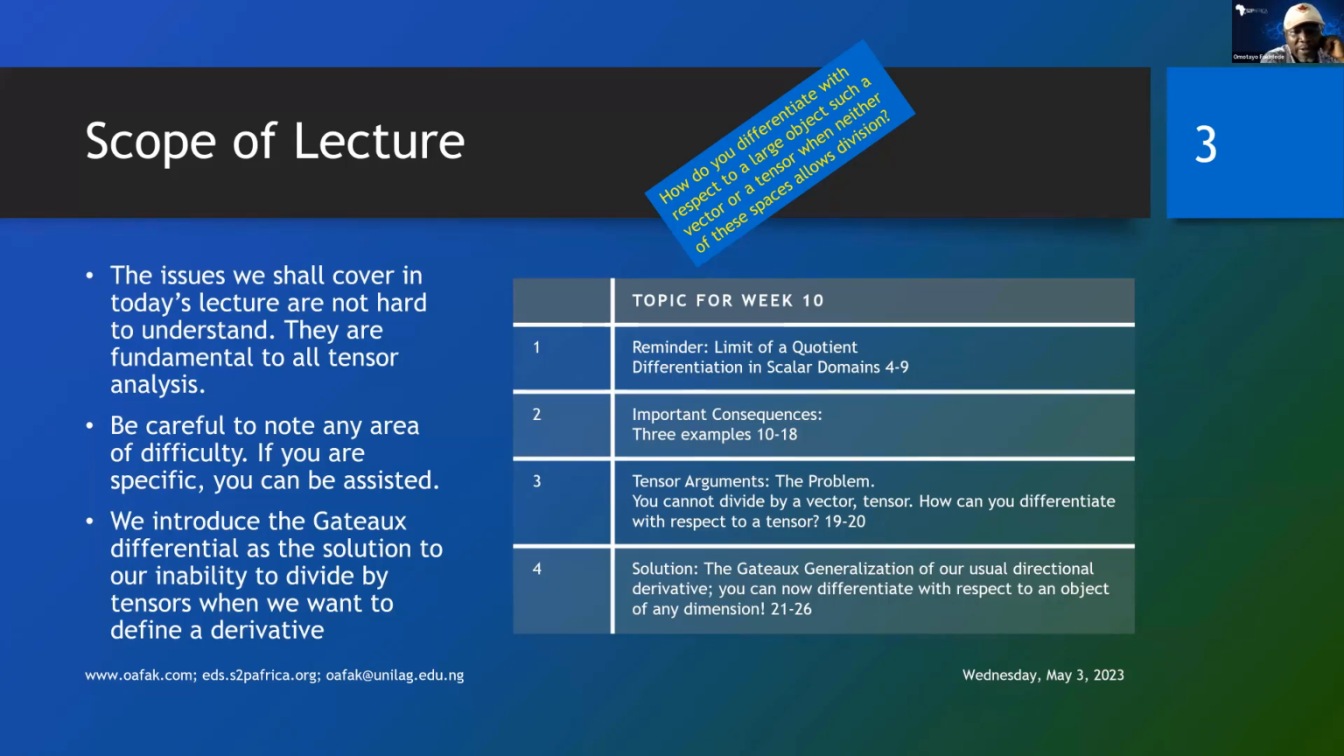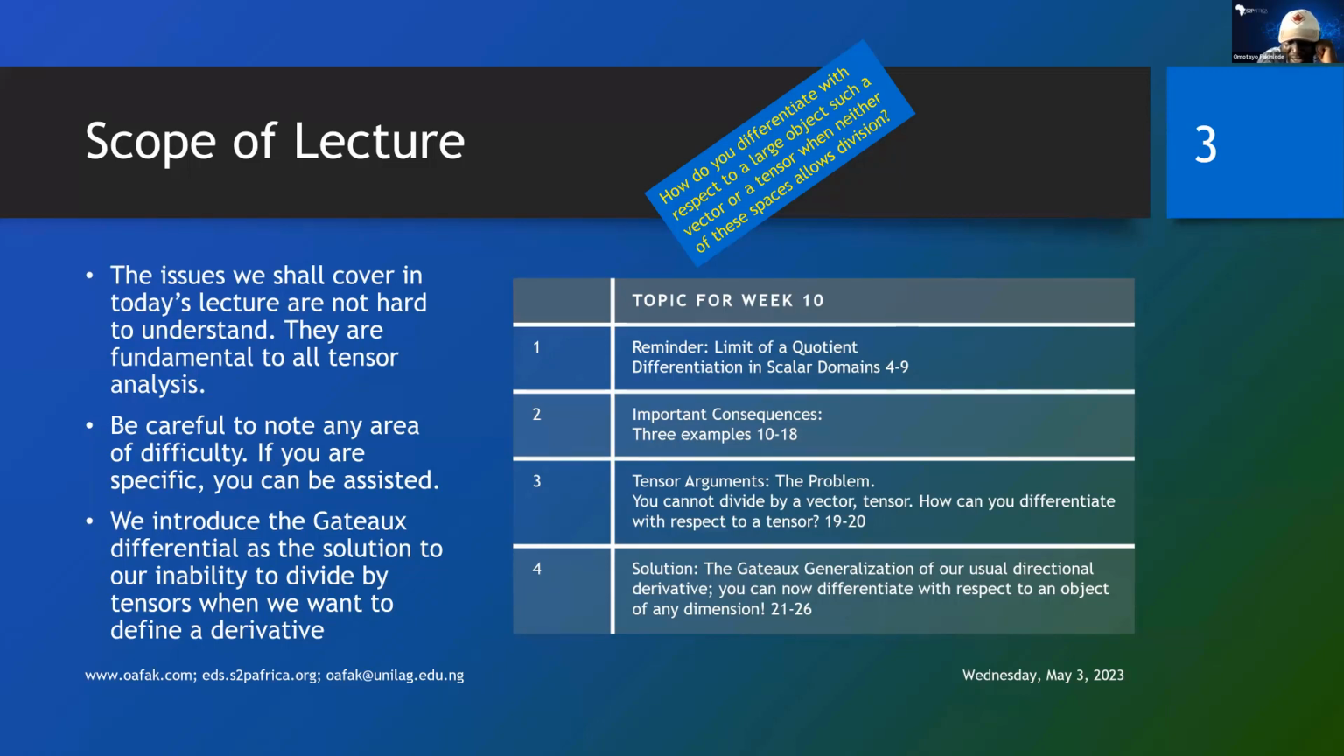Okay, sorry about that. So we will look then at the important consequences in 3 examples. Then we will talk about how tensor arguments create a problem. You cannot divide by a vector or tensor. How can you differentiate with respect to a tensor? The solution is the Gateau generalization of our usual directional derivative. We did the directional derivative last term, but we are now going to generalize the idea with what is called the Gateau derivative. And you can now differentiate with respect to an object of any dimension.